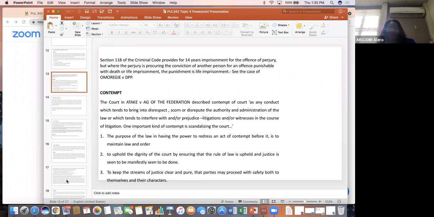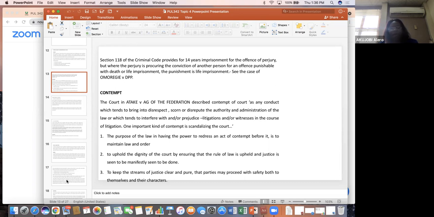Now, what are some of the aims of contempt? The purpose of the law of contempt is in having the power to redress an act of contempt, to maintain law and order. For instance, a lawyer going into court and shouting at the top of his voice at the judge, or even insulting the judge, will bring about chaos and disorder in the court. So it is to maintain law and order. An accused person shouting at the judge or at the counsel and going very rowdy in the court, of course, will not be tolerated.